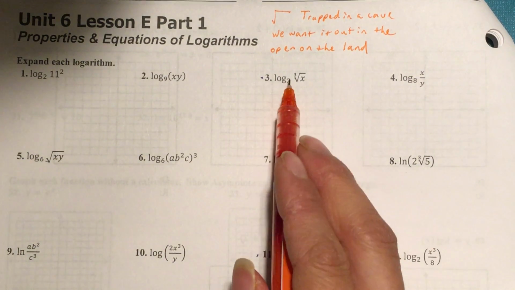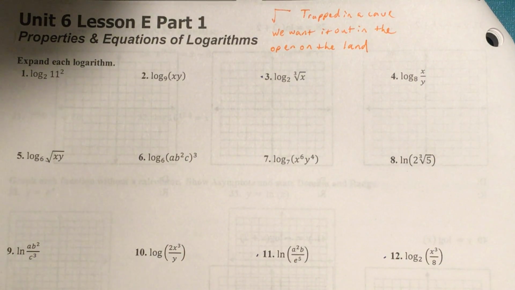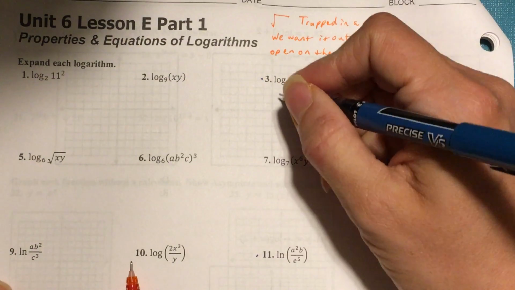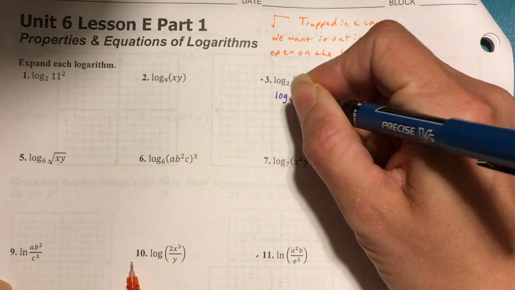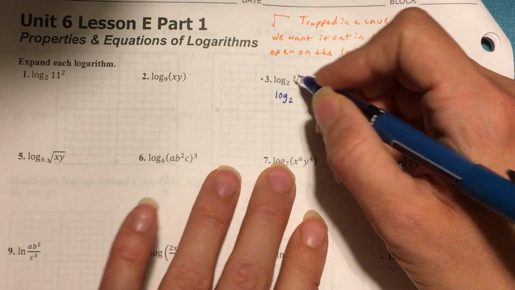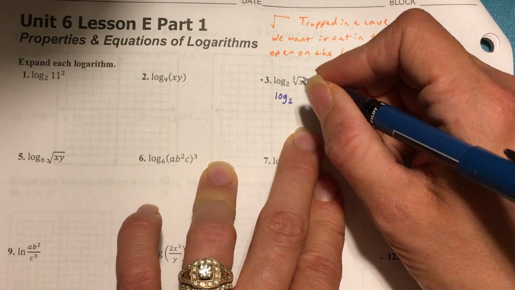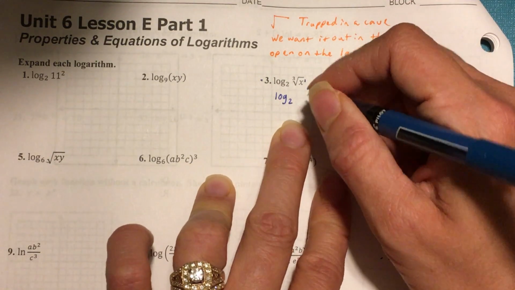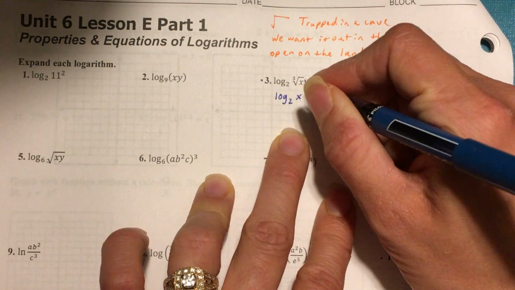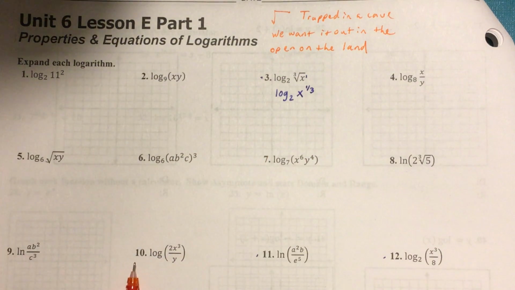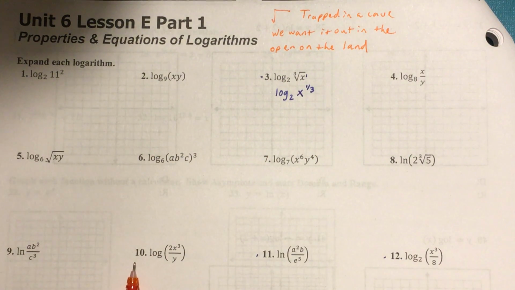So in order to expand this expression, we first need to turn this cube root into an exponent. So log base 2 of, how do I turn a cube root into an exponent? The power of the radicand is 1. The index of the radical is 3. So power divided by index gives me x to the 1/3. So now I have an exponent instead of a radical.